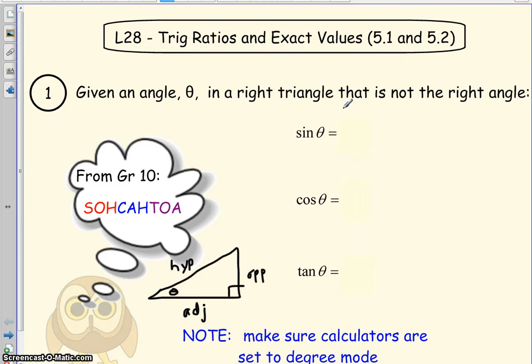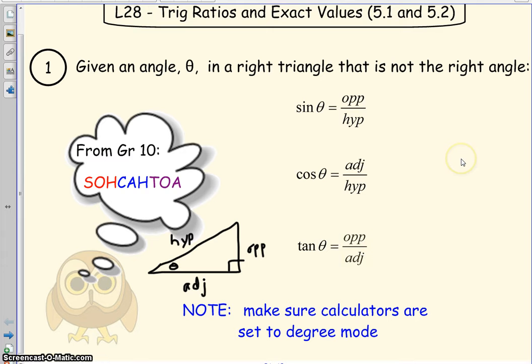We had three primary trigonometric ratios: sine, cosine, and tangent. Sine theta is the ratio between opposite and the hypotenuse. Cosine theta is the ratio between adjacent and hypotenuse. And tan theta is the ratio between opposite and adjacent. Those are the three ratios that you worked on last year. As long as you knew an angle and a side, you could solve for any other side inside the triangle. If you knew two sides, you could solve for any angle you wanted. That's what we used it for last year in grade 10.